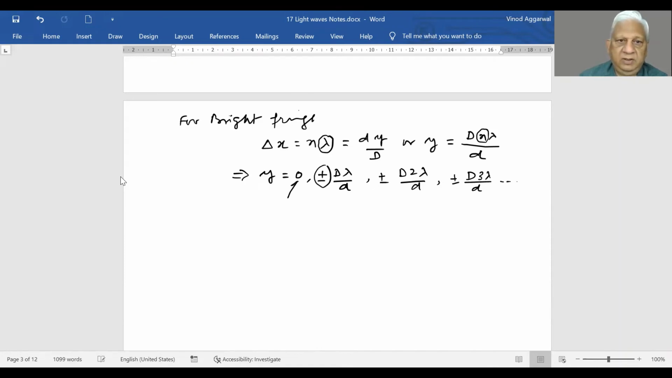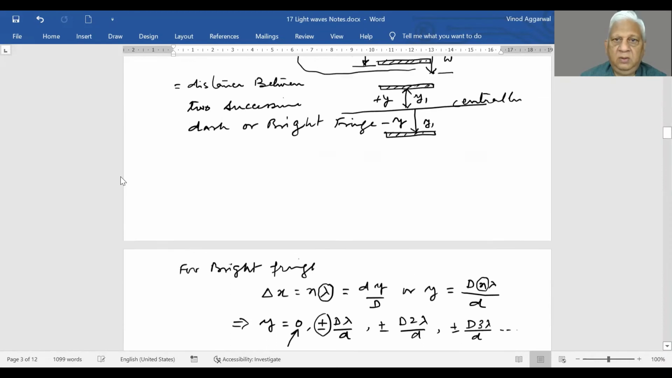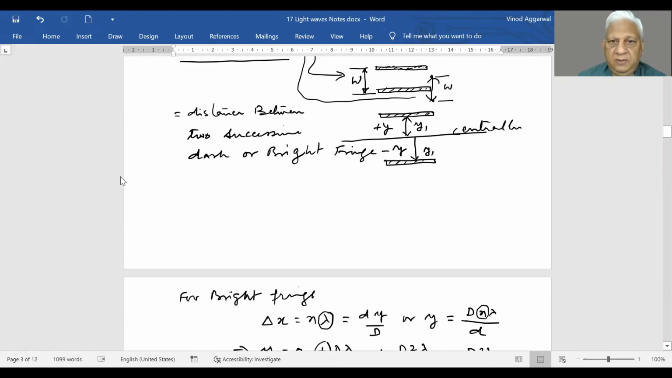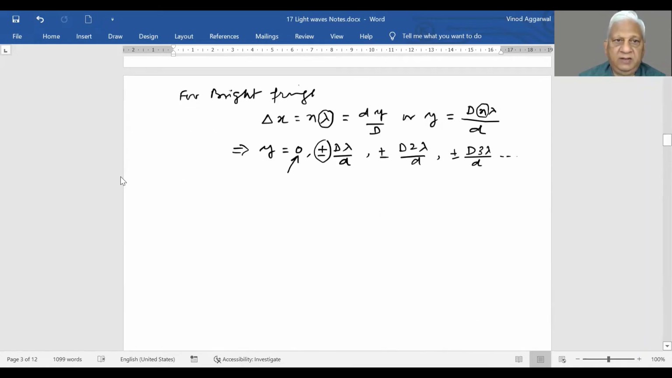Now, at y is equal to 0 means what? We are at the center line. We are here, this place. At center line, y is 0. Here what we get is a bright fringe, is a condition for bright fringe. So the central portion is bright, right?